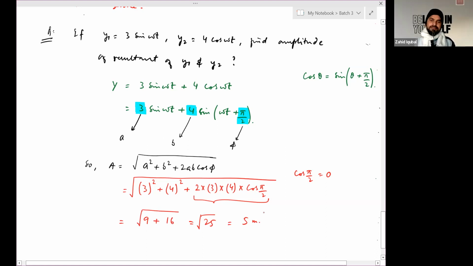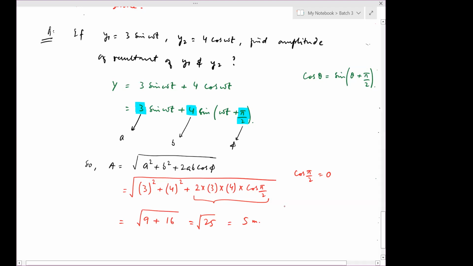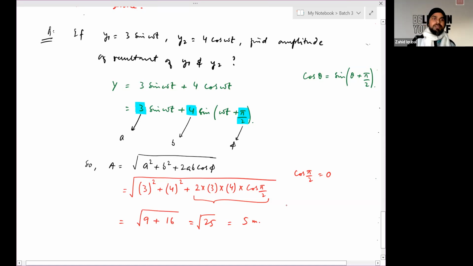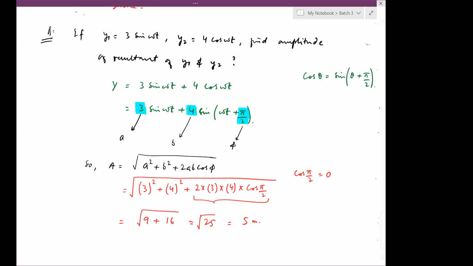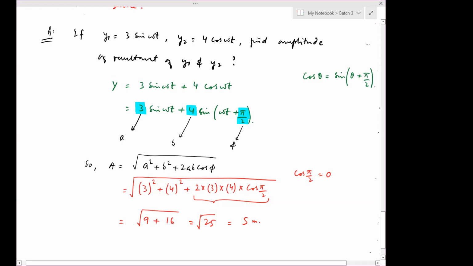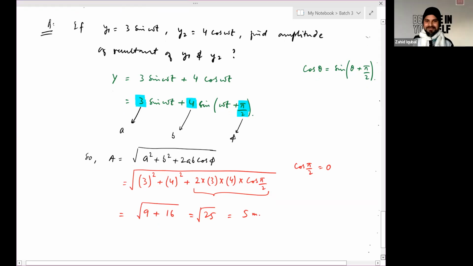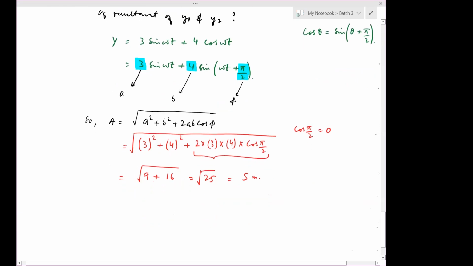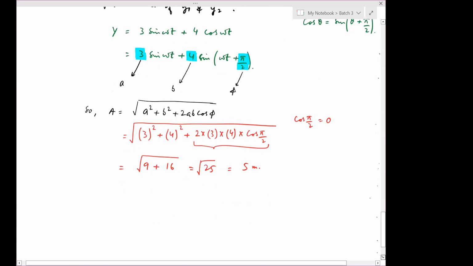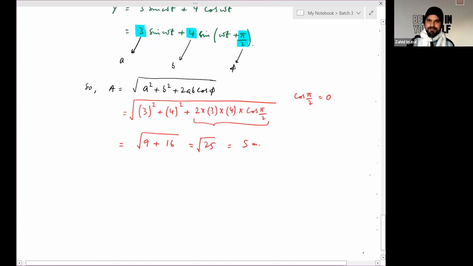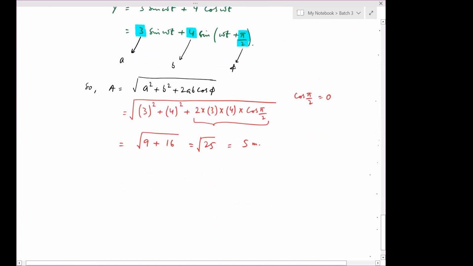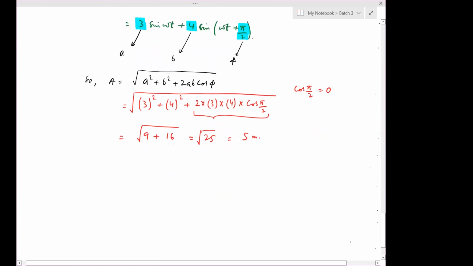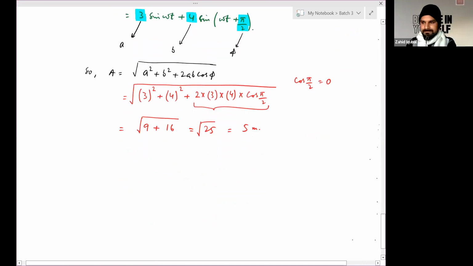Abhinav, is it clear? Yes, sir. So from where did you get such a large result? Sir, I got confused in that cos pi by 2 part. Okay. Riba, is it clear? Yes, sir. Okay. Just write it down.